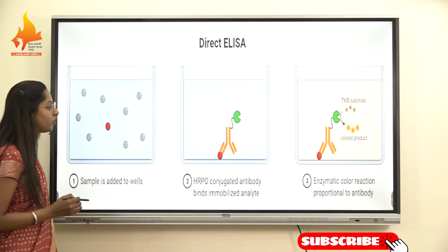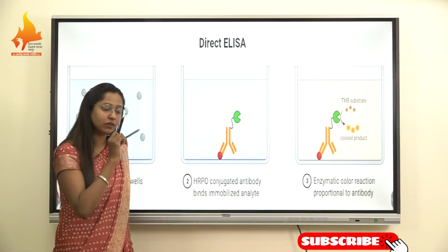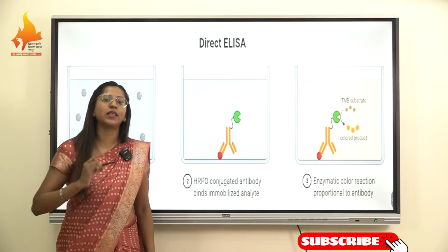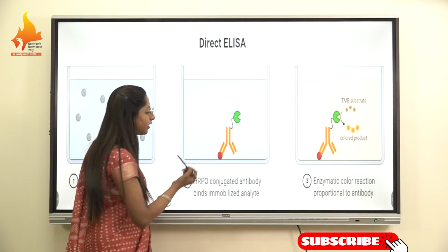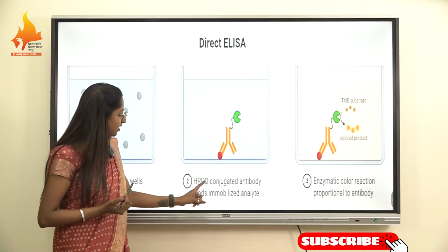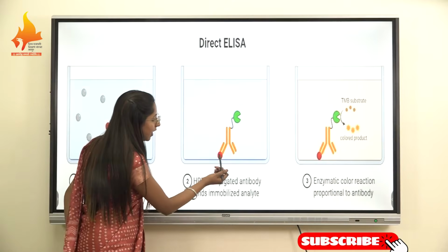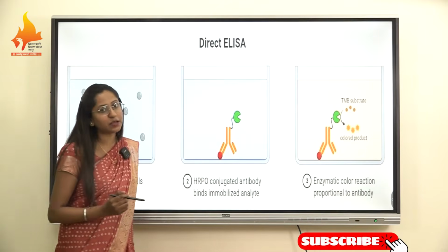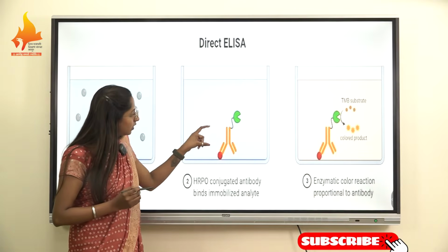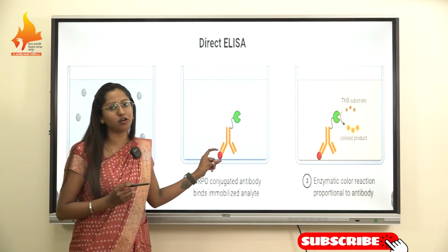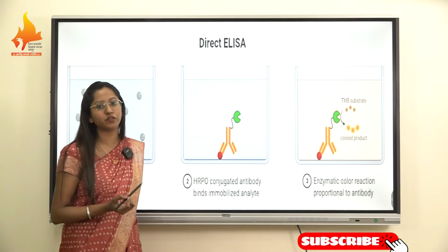After adding the sample, you are directly adding the secondary antibody. The antibody which is linked with an enzyme is called the secondary antibody. The horseradish peroxidase enzyme conjugated antibody binds the immobilized analytes. These are your analytes, and you are adding secondary antibodies. If this secondary antibody finds that a particular antigen is present, it gets bound to it and forms a complex.